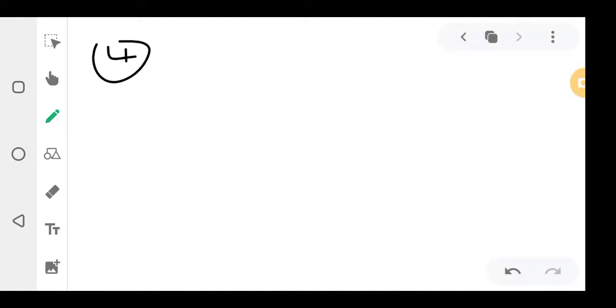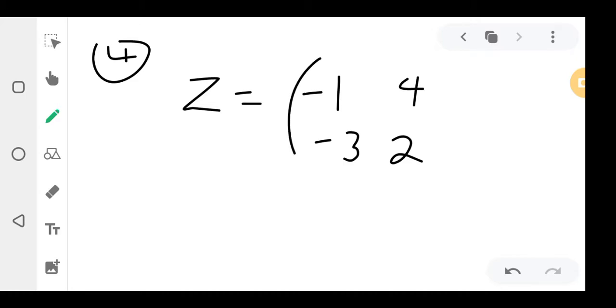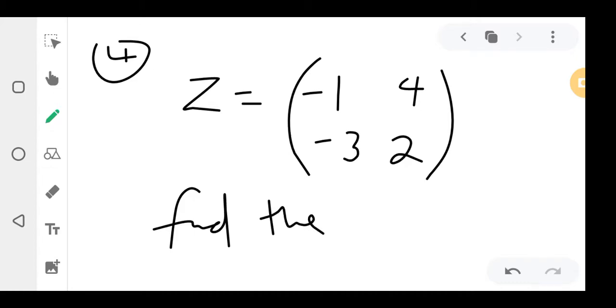Question 4, Z is equal to negative 1, 2, negative 3, 4. Find the inverse of Z.